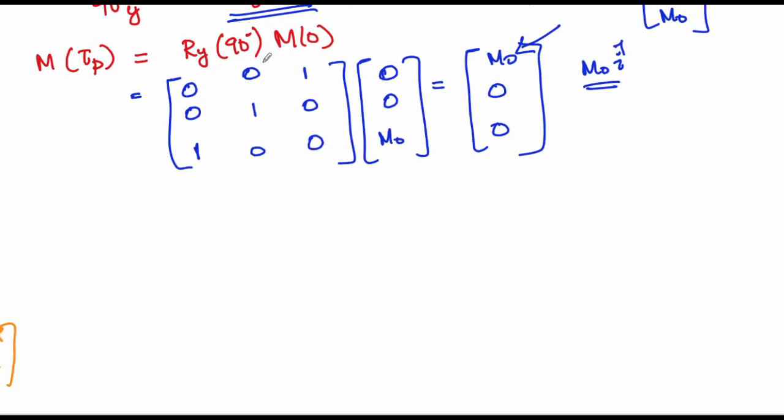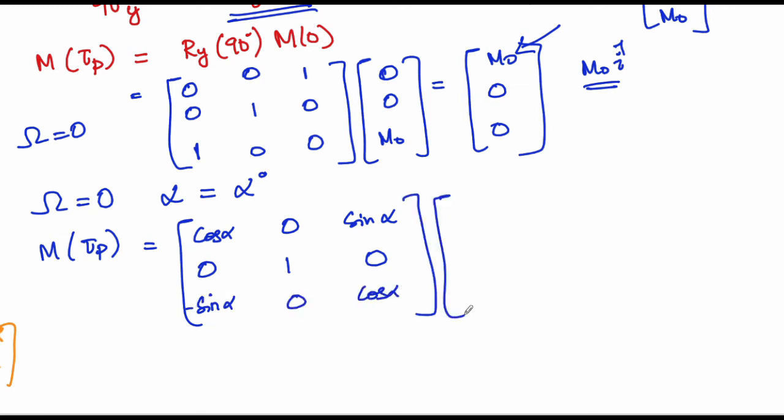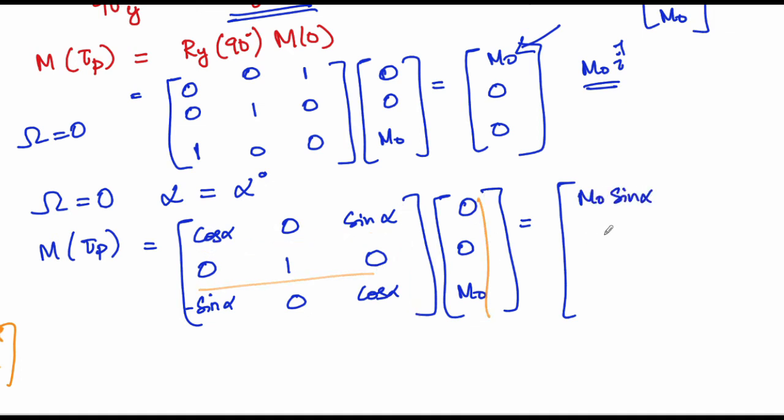The important thing that we assumed here is that it's an on-resonance pulse. That means your offset is 0. Let's continue with the same example where we set offset to 0. And instead of setting alpha to 90, we'll keep it at alpha degrees. Therefore, m of tau p will be equal to cos alpha 0 sine alpha, 0 1 0, sin alpha, the negative sign, 0, cos alpha. And let's continue to say we started with the magnetization from equilibrium. So this will be equal to m naught sin alpha, 0, and m naught cos alpha.